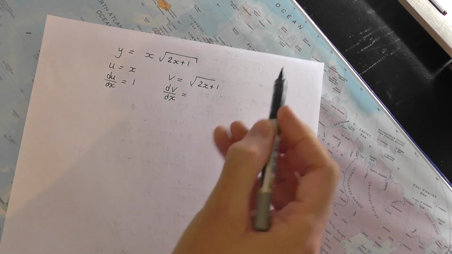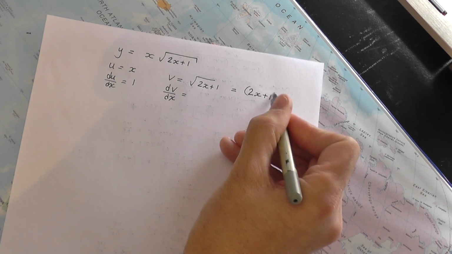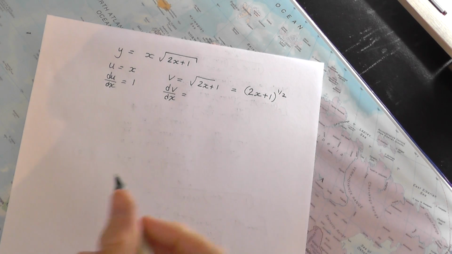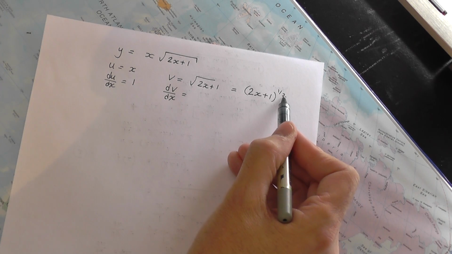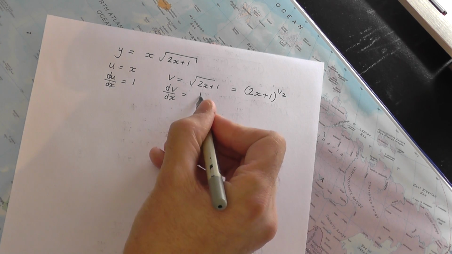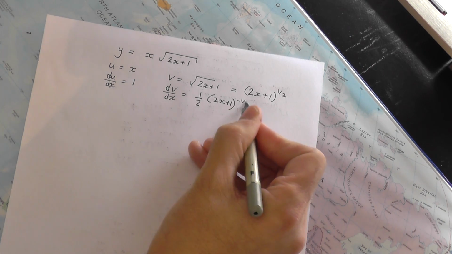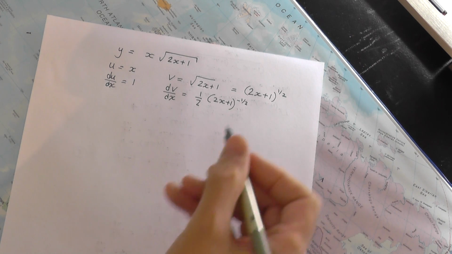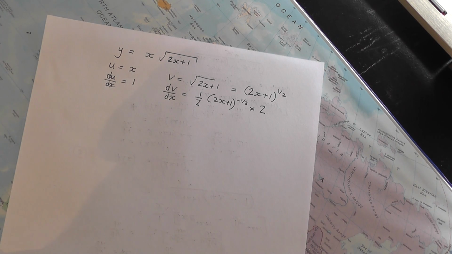To be able to differentiate that, you need to recognise from previous work that we can write that as 2x plus 1 to the power half. And we now need to apply chain rule, or function of a function, to that. So the power takes priority. Half to the front. Power goes down by 1 to negative a half. Go inside the 2x plus 1 and differentiate, you get 2. And you multiply by the 2.